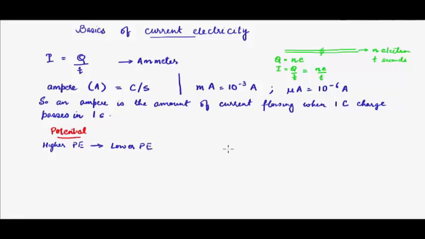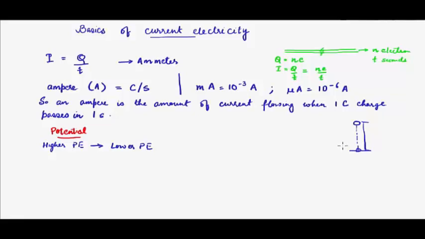Like suppose you have a ball, you are standing on the top of a high building and you release the ball, then the ball will come and land at the floor. So this is higher gravitational potential energy, this is lower gravitational potential energy. Therefore the ball moves from higher potential energy, in this case gravitational, to lower potential energy.